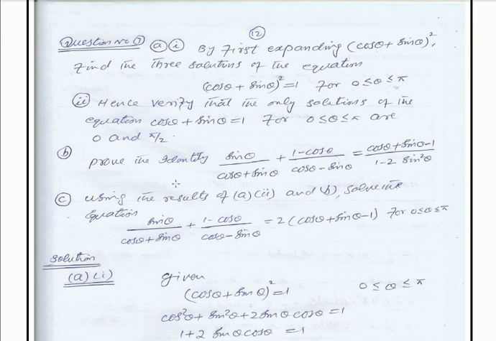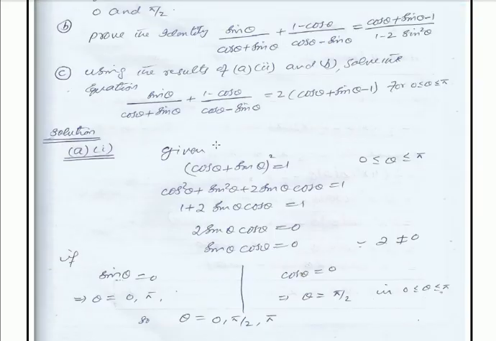For the second part: hence verify that the only solutions of the equation cos theta plus sin theta equal to 1 for 0 less than or equal to theta less than or equal to pi are 0 and pi by 2. Now we shall show that there are only two solutions, 0 and pi by 2, for the equation cos theta plus sin theta equal to 1.